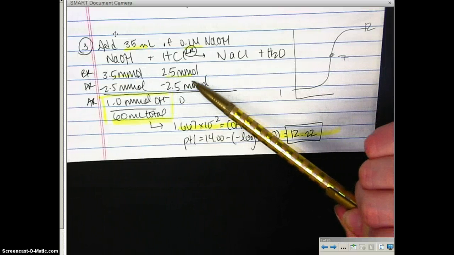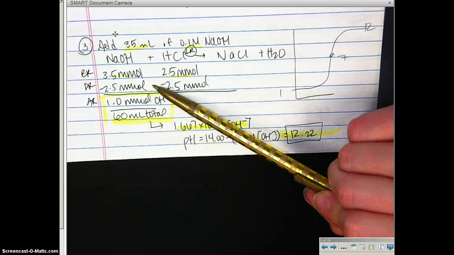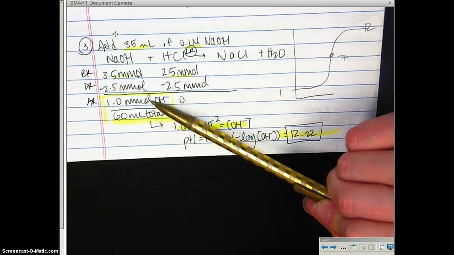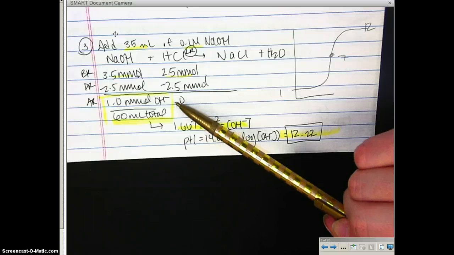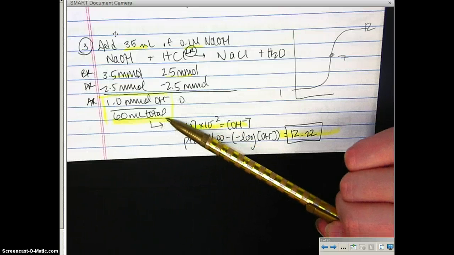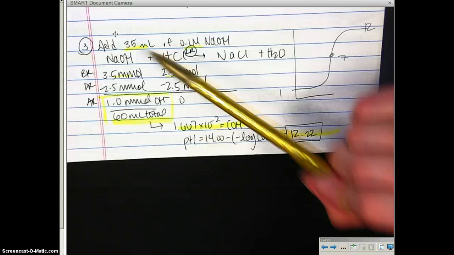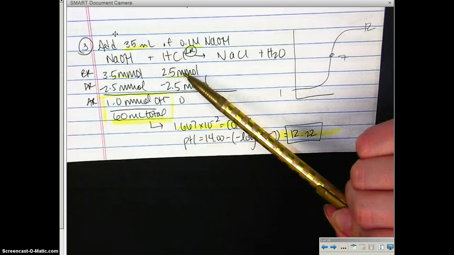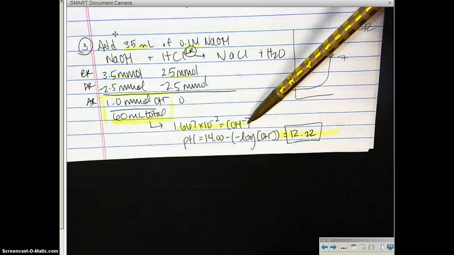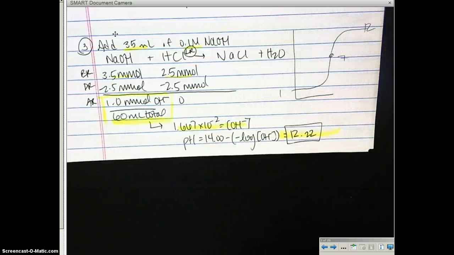Your acid is not going to be present anymore. We have an excess amount of 1 millimole of the base, which contributes 1 OH per base, and we divide it by the total volume, which in this case was 35 plus the 25 originally of this acid. That gives us 60 mL. We take the hydroxide concentration, find the pOH, and do 14 minus the pOH to give us a pH of 12.22. I'm sorry, pH.